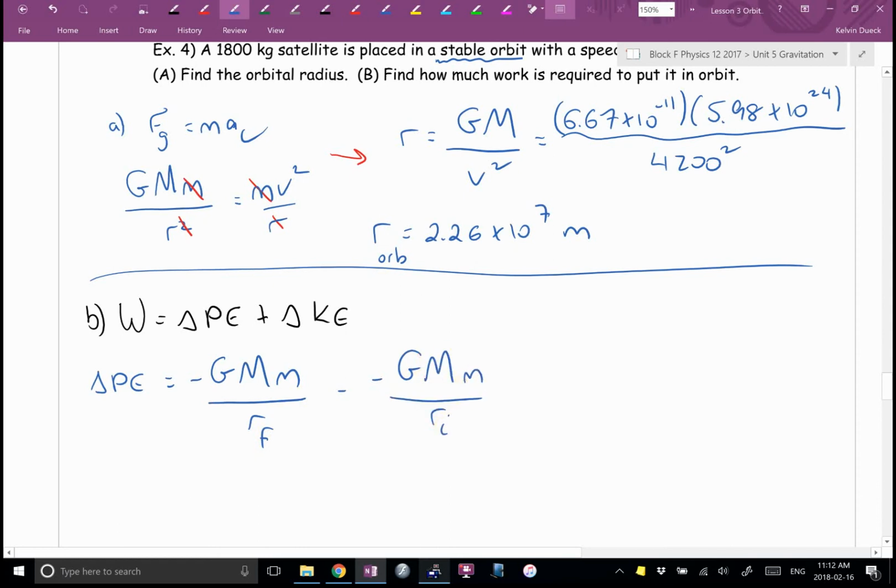Now, our final, by the way, I think that's going to be our orbit. That's where we're ending up. In fact, that's going to be our answer from part A. Our initial, we'll assume we're starting out from the surface of the Earth.